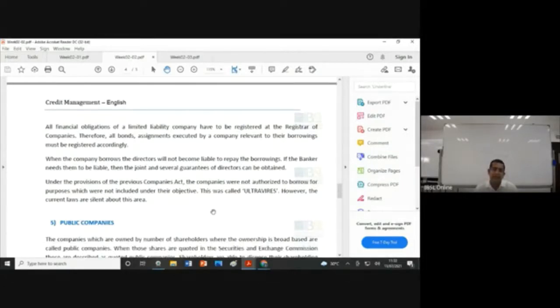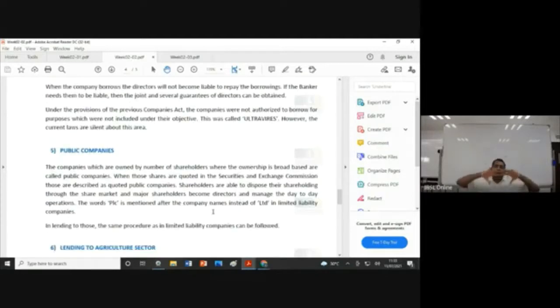Then public companies. It is also a limited liability company. It is also a company where directors run the business, but the company has the ownership. Right? Here, shareholders are broad-based, a large number of shareholders. That is called a public company. When you have a large number of shareholders, then it is a public company.